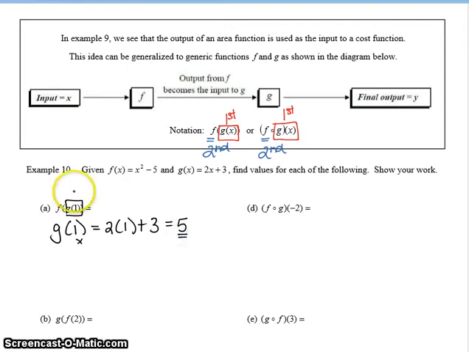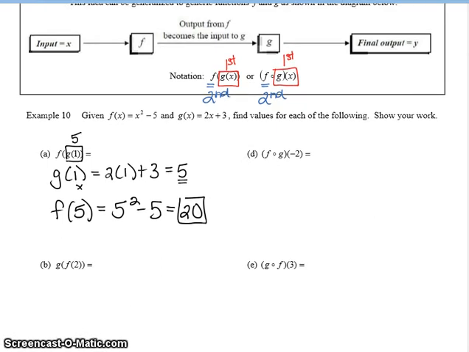Now that 5 is the answer right there. So now I have to evaluate the f function at 5. When I substitute that into the f function, I'm going to get 5 squared minus 5, which is going to result in a 20. And that is my final answer.